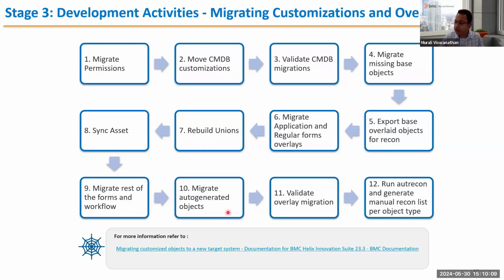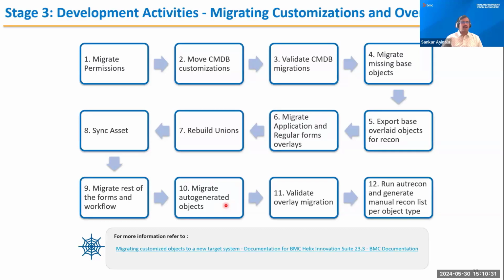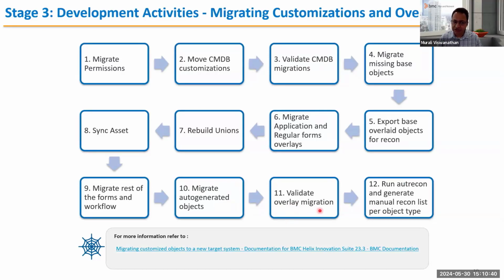Step 10 is the migrated auto-generated objects. What that means is, I need to get back to you on that. Shankar, do you know what that is? Migrated auto? Yes, it's auto-generated objects like SLM approvals and those kinds of things. Okay, you're talking about those. Okay, got it. Thank you. And then step 11 validates it, and step 12 runs the auto reconciliation.